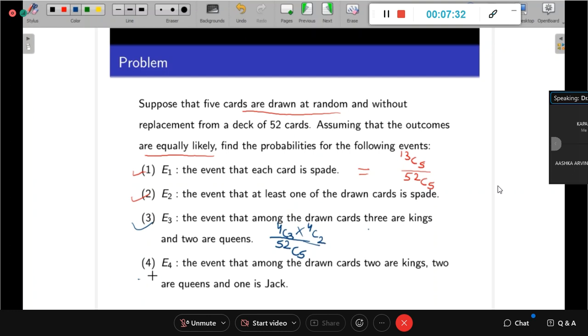Now I think this 4th event can be answered. I think I can leave it to you to fill it in, because you know how many kings there are, how many queens there are, and how many jacks there are. They are all 4, 4, 4. So you can use this simultaneous concept and find the total number of favorable cases divided by the total number of exhaustive cases.